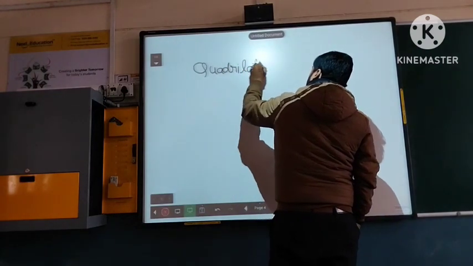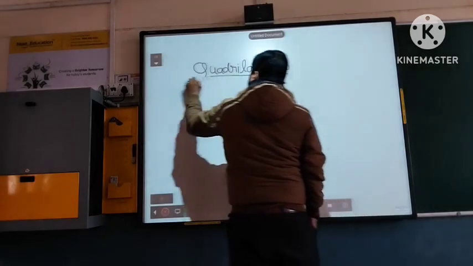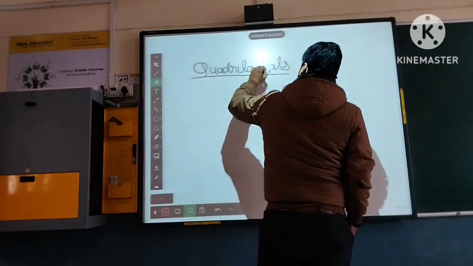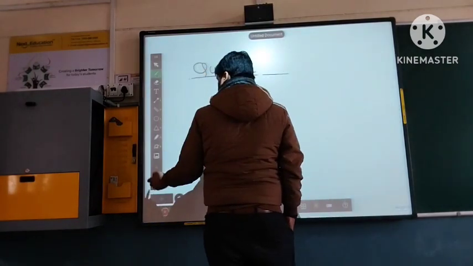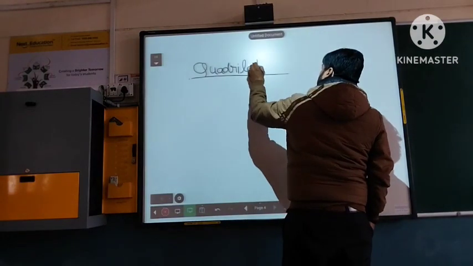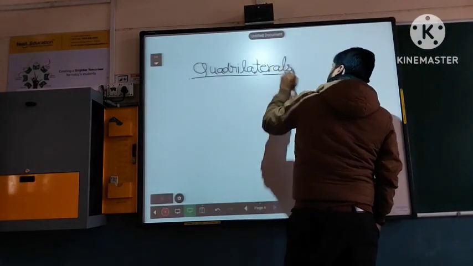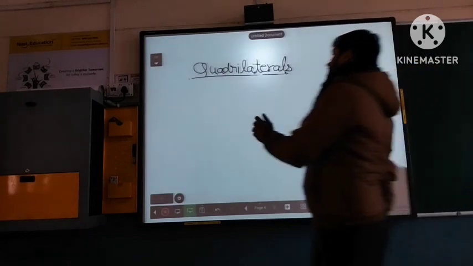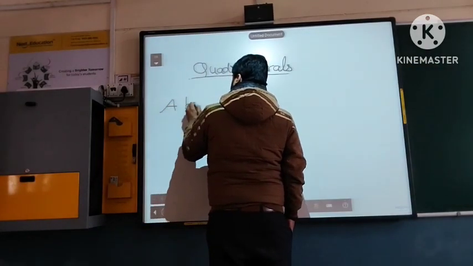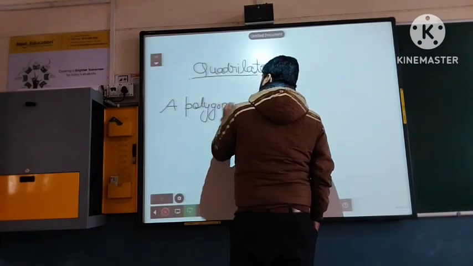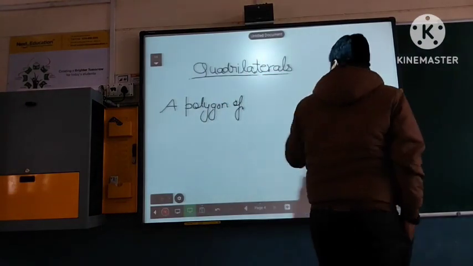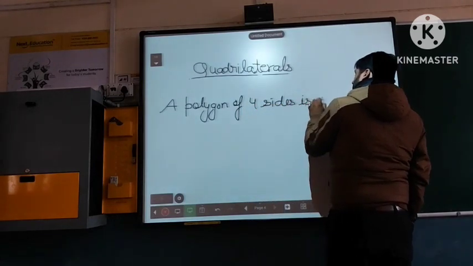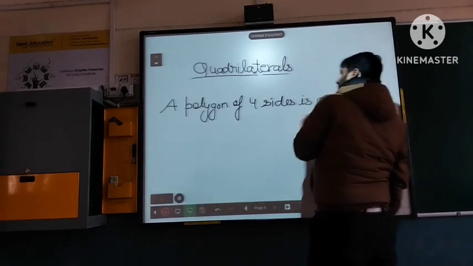So for quadrilaterals, that will make the spelling better even. Should look proper now. Quadrilaterals. General thing you already know: what is a quadrilateral first? It is a polygon of four sides. So in a polygon, if the number of sides is four, it is called a quadrilateral. That itself is the definition.